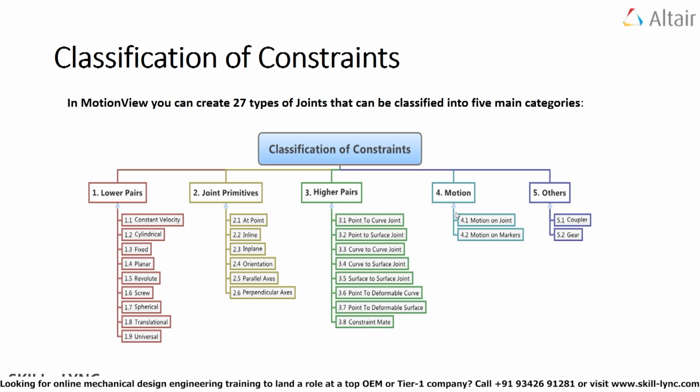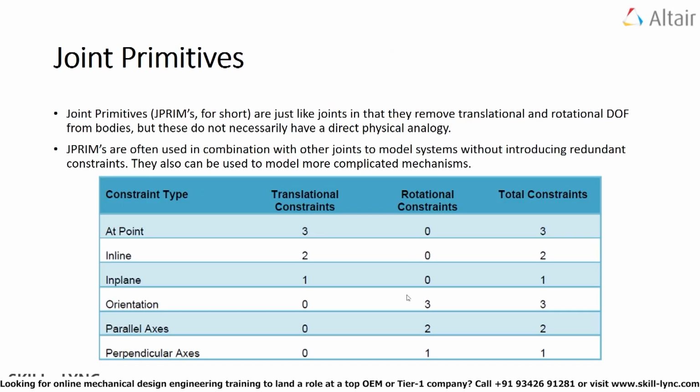Under motion, motion can be applied either on a joint or using markers. And under other constraints, we have couplers and gear. So these are the 27 types of joints that are there in MotionView to build the model. In the current and the next slides, I'll be explaining about the JPrims in detail.